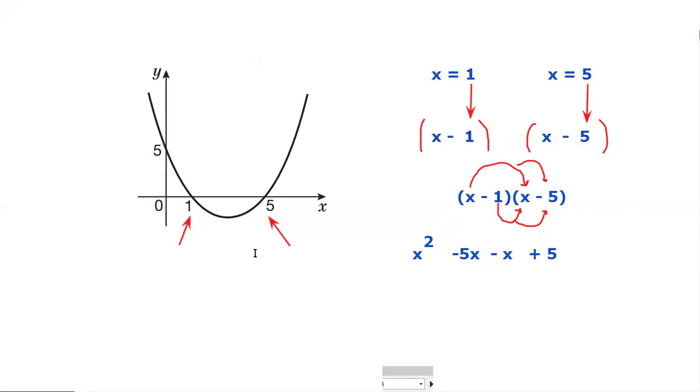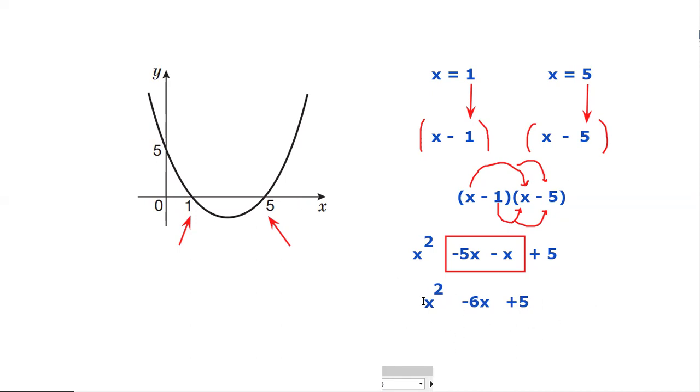Now, after expanding, I have to simplify the equations that I have. And simplifying means look at like terms and add them or subtract them by each other. So here we have like terms, which have the same variable. Now, like terms are going to be simplified together. So x squared, or x power of 2, and then negative 5x negative x equals negative 6x, and then plus 5, and that's the expression that comes from expanding.